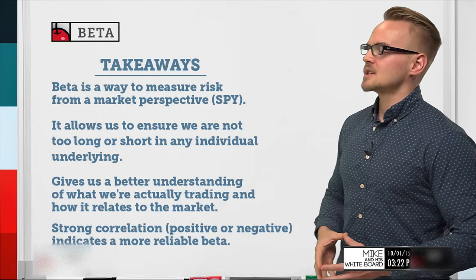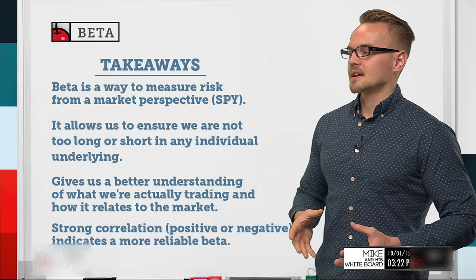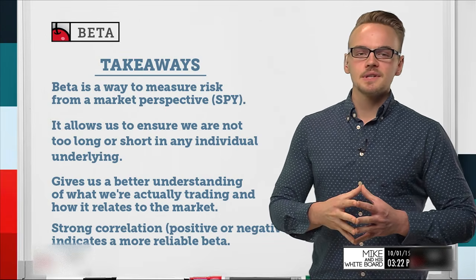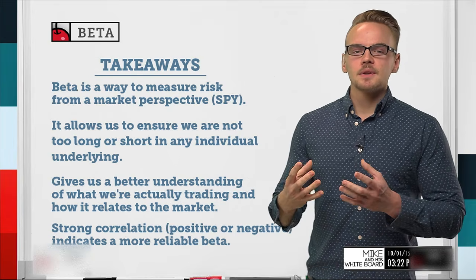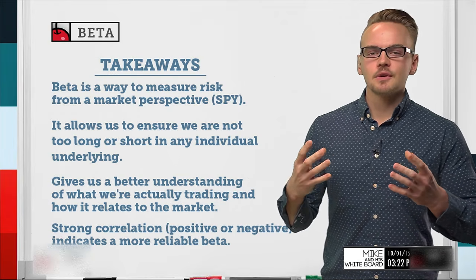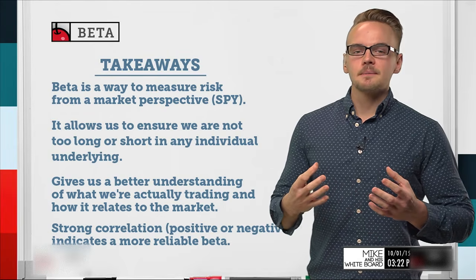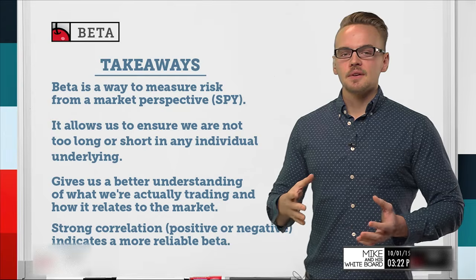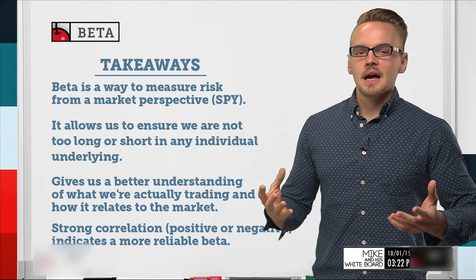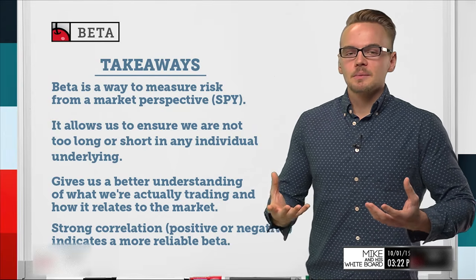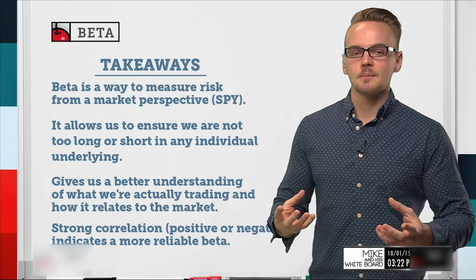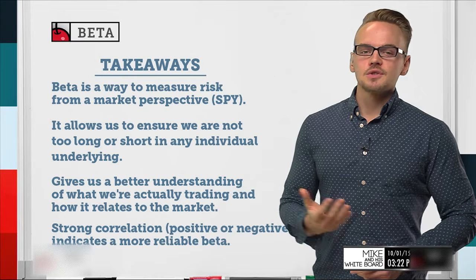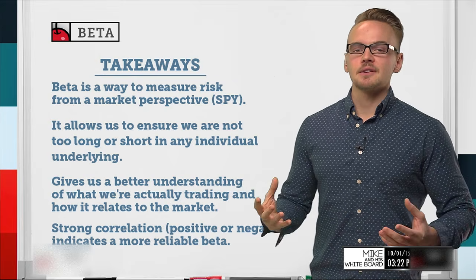And last but not least, strong correlation, positive or negative, indicates a more reliable beta. This is probably the most important takeaway. I'm not going to want to look at underlyings that are not very strongly correlated, because if there's no clear correlation, then regardless of what the beta number is, if I'm looking historically, it might not be very accurate. And when I'm looking at beta, I want to look at an accurate number. So first I'm going to make sure that I have either a strong positive correlation or a strong negative correlation, and then look at beta from there.